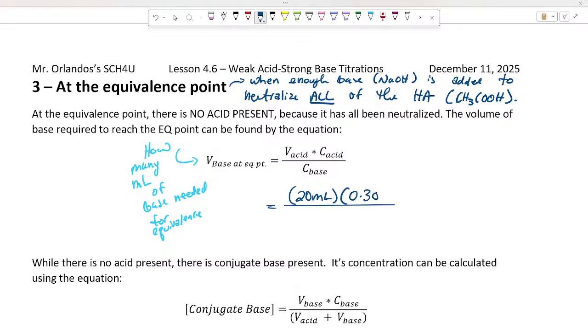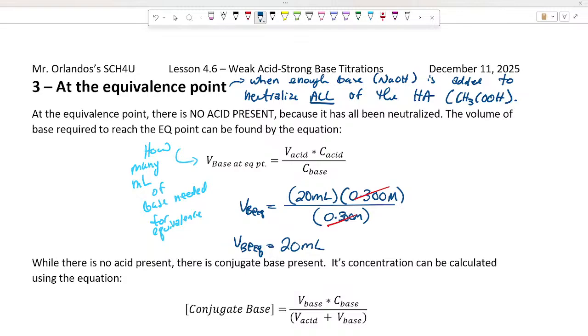Yeah, the initial concentration was 0.300 molar. What's the concentration of our base? And you can see that this particular one is nice and easy. The volume of our base at the equivalence point will be, in this case, those cancel. This couldn't be easier, 20 mils.